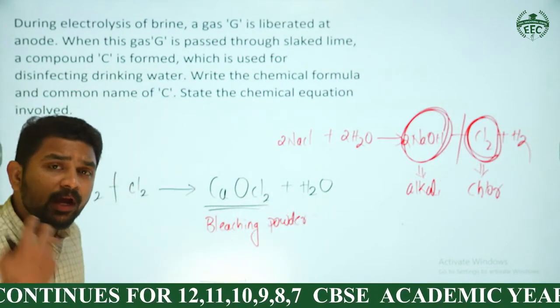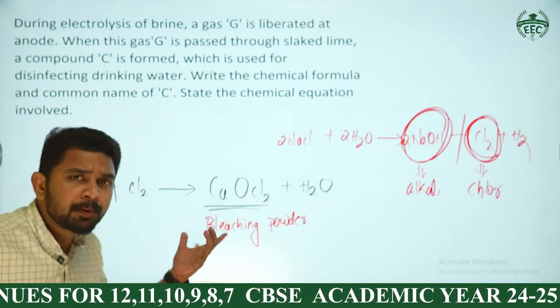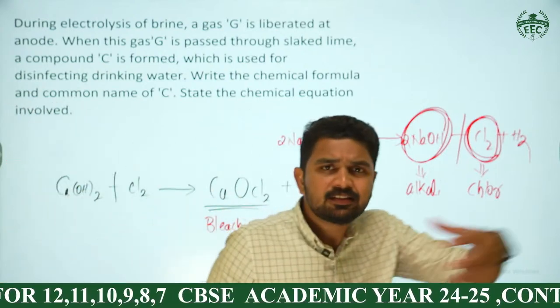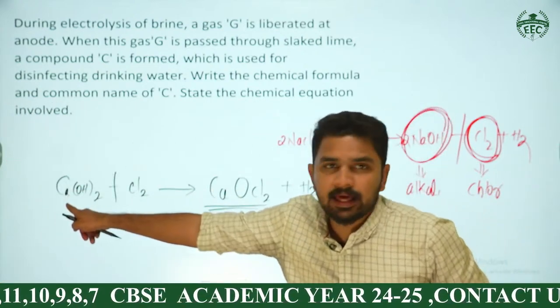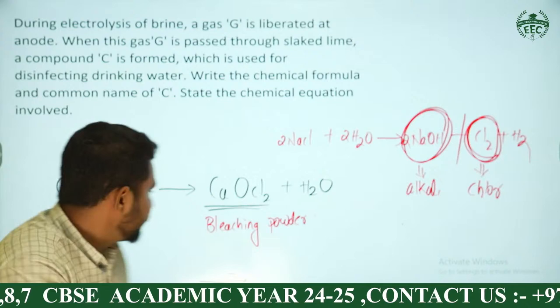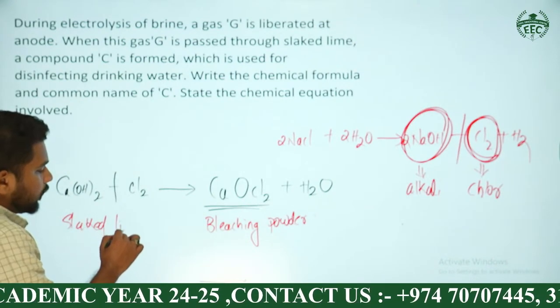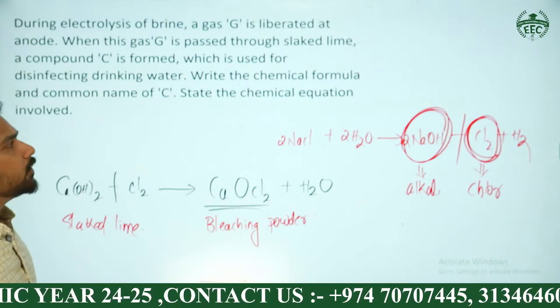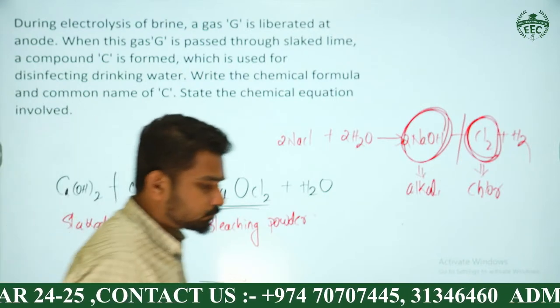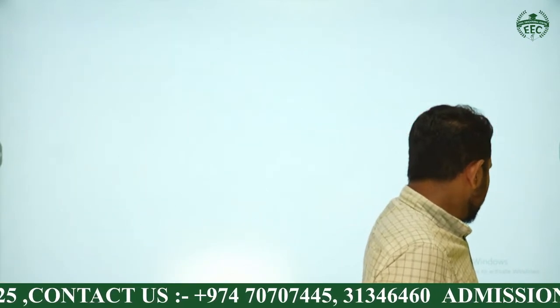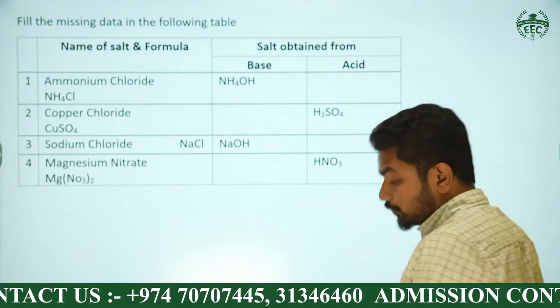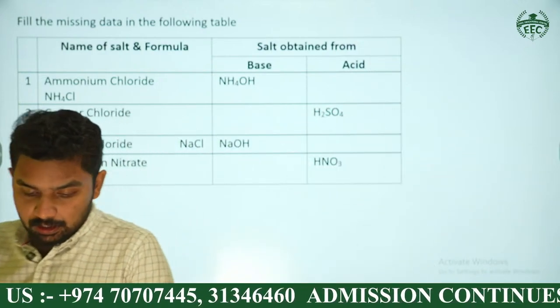So guys, how can we prepare bleaching powder? Just pass chlorine gas through slaked lime, or calcium hydroxide. This is slaked lime, or you can call it calcium hydroxide. Okay, so simple, we finished it. Moving on to the last question, guys. This is the last question.